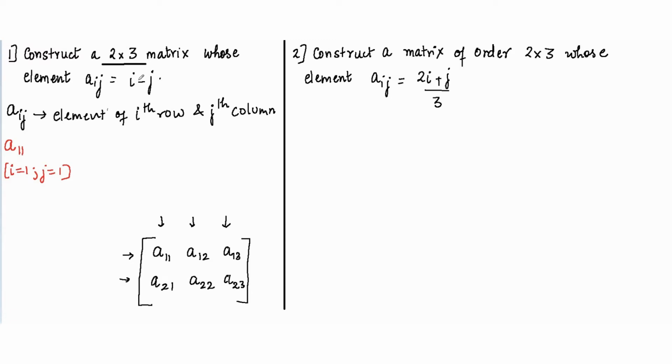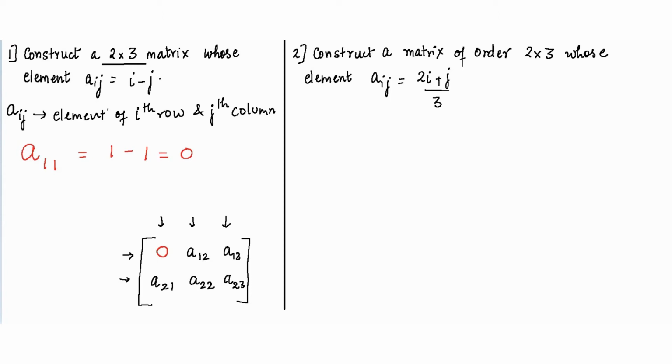Now the formula given is aij is equal to i minus j. So let's write that formula right over here, and then start substituting the different values of i and j. Let us substitute i as 1 and j also as 1. So A11 becomes 1 minus 1, which is equal to 0. Therefore, the first row, first column element is 0. Let's fill up the matrix immediately.